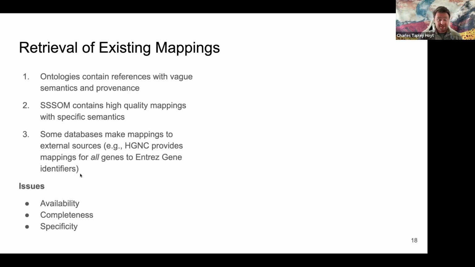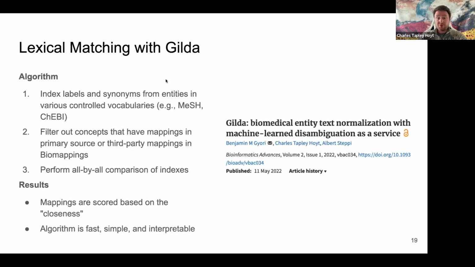All right, we're going to skip this. I already mentioned existing matchings. The way Gilda works, it indexes both the labels and the synonyms from entities. It uses some really interesting but simple algorithms for creating variations of synonyms and labels, and then it indexes them with some kind of string normalization. And then we do this filtering I mentioned.